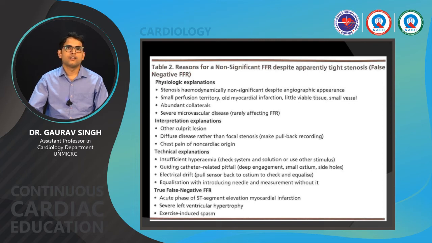Technical explanations include not being able to achieve sufficient maximum hyperemia, or some problem with the guiding catheter, electrical drift, equalization with the introducing needle or measurement without it. Then a true false negative FFR can occur in the acute phase of ST segment myocardial infarction, or in case of severe left ventricular hypertrophy or exercise induced spasm also.